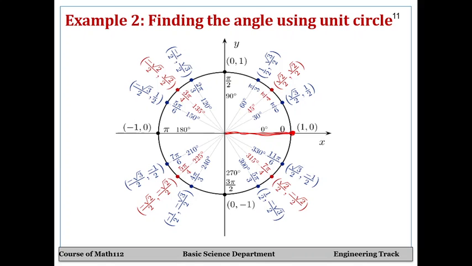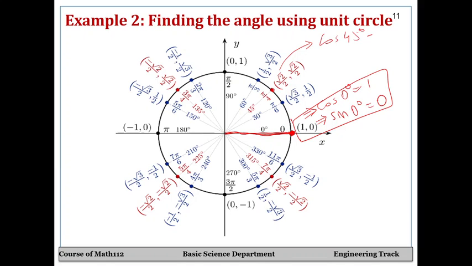Now, take this point. This is (1, 0). So you can say cosine 0 is 1, and sine 0 degrees is 0. This point tells us directly that cosine 0 is 1 and sine 0 is 0. Now you can pick other points here. After some calculation, cosine 45 degrees is square root 2 over 2, and sine 45 degrees is square root 2 over 2.